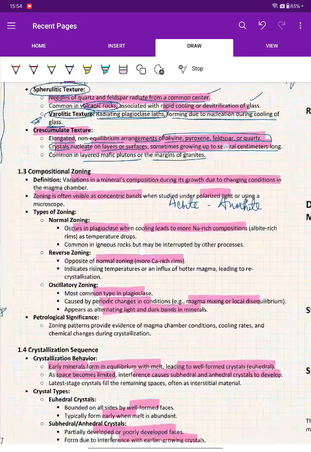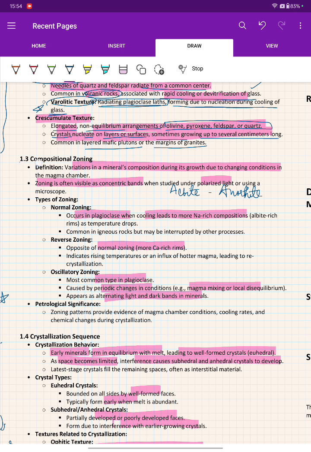So we have compositional zoning. The definition: it's variation in a mineral's composition during its growth due to changing conditions in the magma chamber. Zoning is often described as concentric bands when studied under polarized light or using a microscope. We have different types of zoning. Normal zoning occurs in plagioclase when cooling leads to a more sodium-rich, albite-rich composition as temperature drops. Common in igneous rock but may be interrupted by other processes.